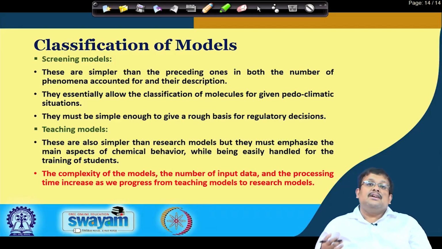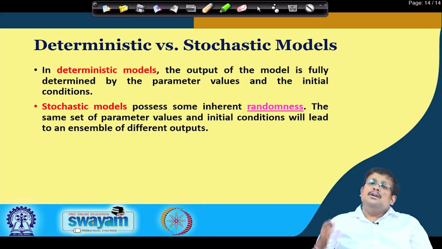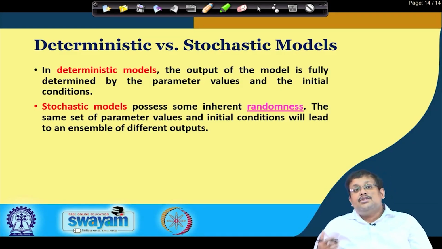Remember, the complexity of the modeling increases as we go from the teaching models to screening models to management models to research models. Then we discussed the concept of deterministic model and stochastic model. Remember, the major difference between the deterministic model and stochastic model is randomness. A stochastic model possesses inherent randomness, so for the same set of parameters, it can produce different outputs.